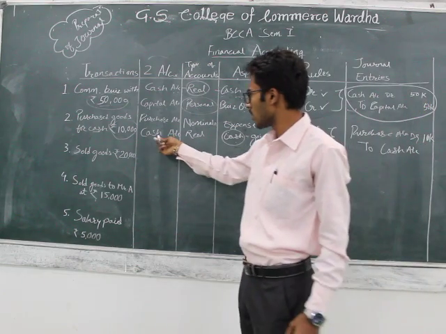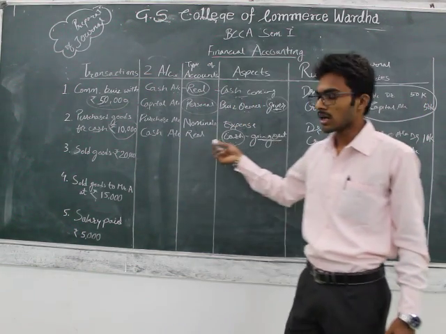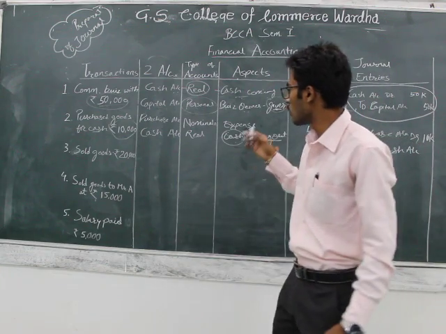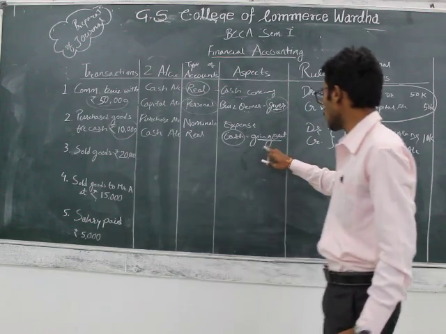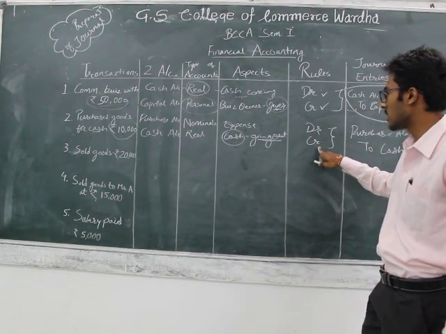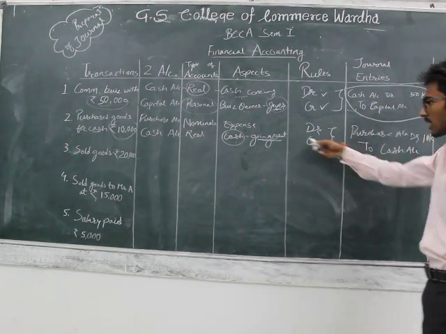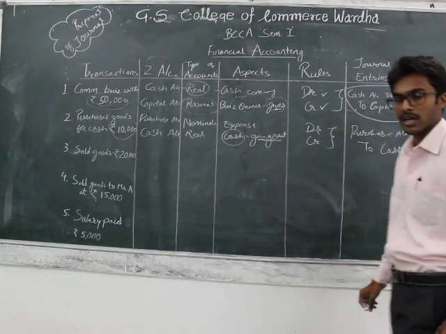The other account is cash account. Cash again is a real account, and cash is going out. The golden rule for a real account is debit what comes in, credit what goes out. Here cash was going out, that's why we have credited cash. And the combined entry for this transaction will be purchase account debited to cash account.